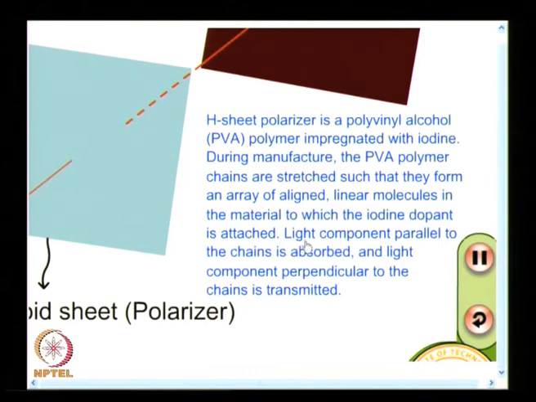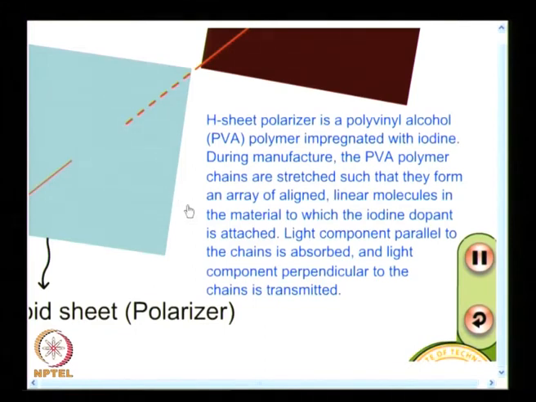For you to understand these two statements, you need to know a little bit of crystal optics. So, we will again come back to this. Light component parallel to the chains is absorbed, and light component perpendicular to the chains is transmitted. So, this is how this polaroid sheet operates.